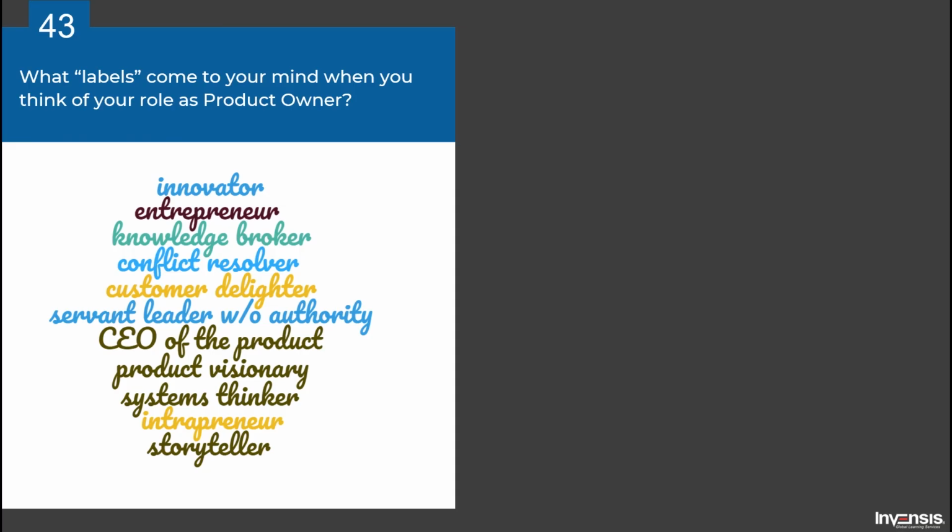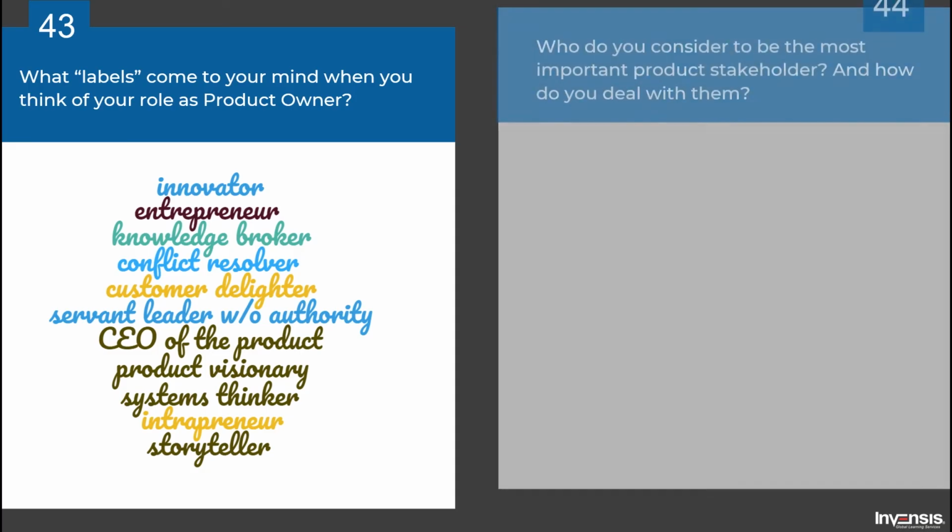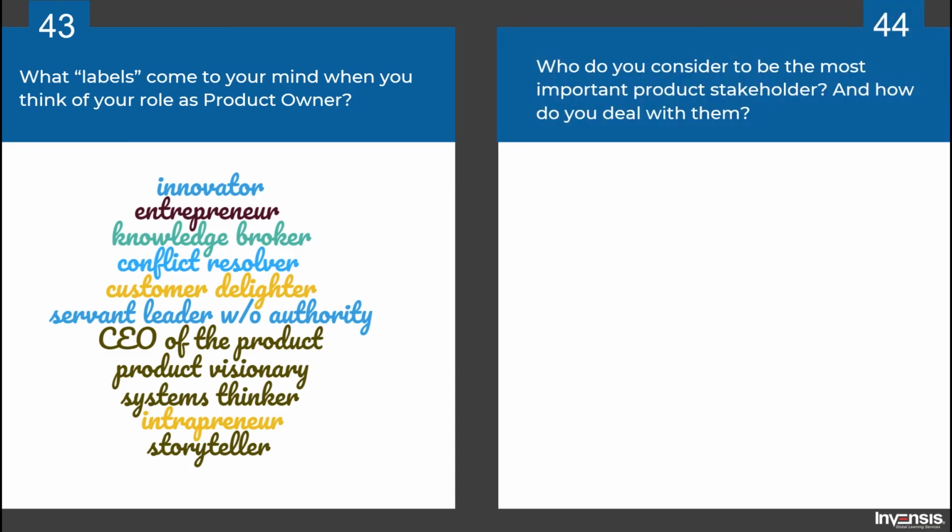Such as great communication skills, CEO of the product, visionary, strategic thinker, innovator, storyteller, customer delighter, knowledge broker, conflict resolver, systems thinker, servant leader without authority, entrepreneur/intrapreneur, and many others. Who do you consider to be the most important product stakeholder? And how do you deal with them?